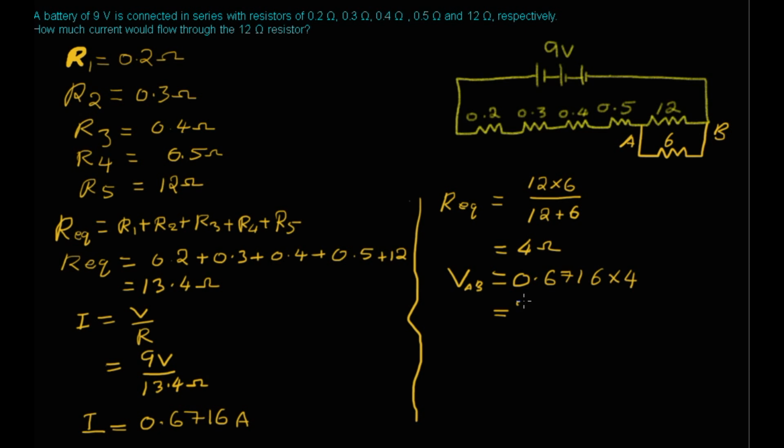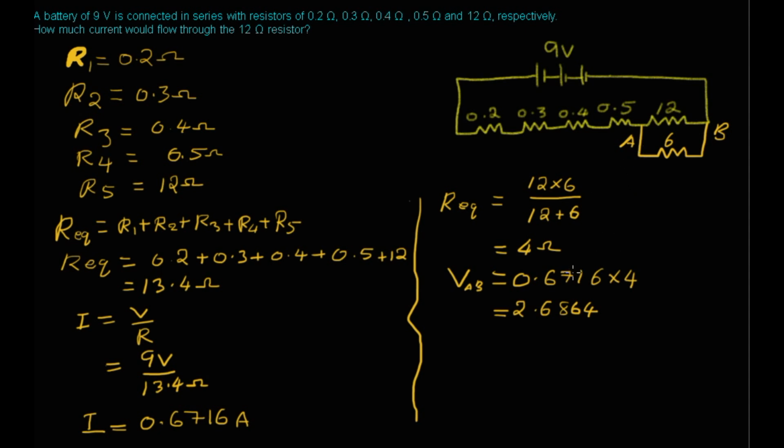2.6864. 2.6864 is the voltage coming between the 2 points A and B.